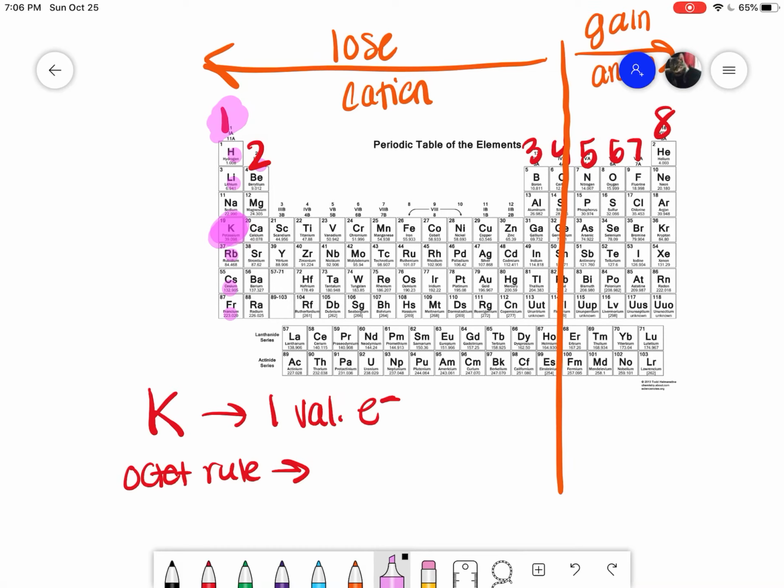And we can tell that it is going to lose because it's on the left side of this line. Everything to the left, so something that has 1, 2, or 3 valence electrons, is going to lose.